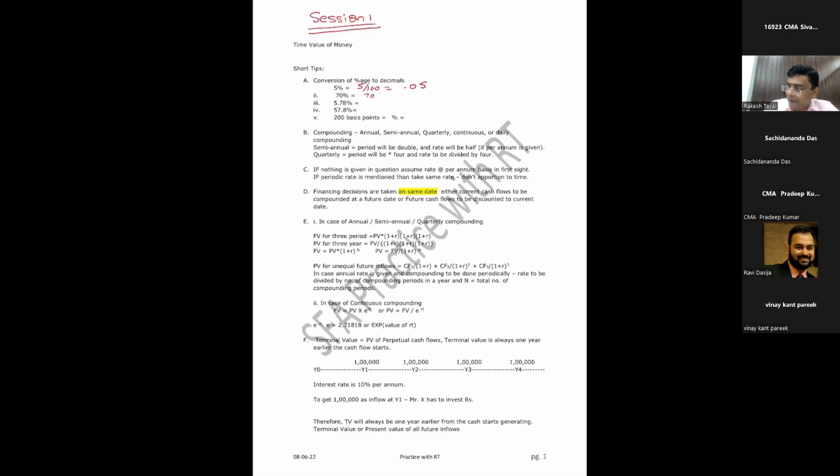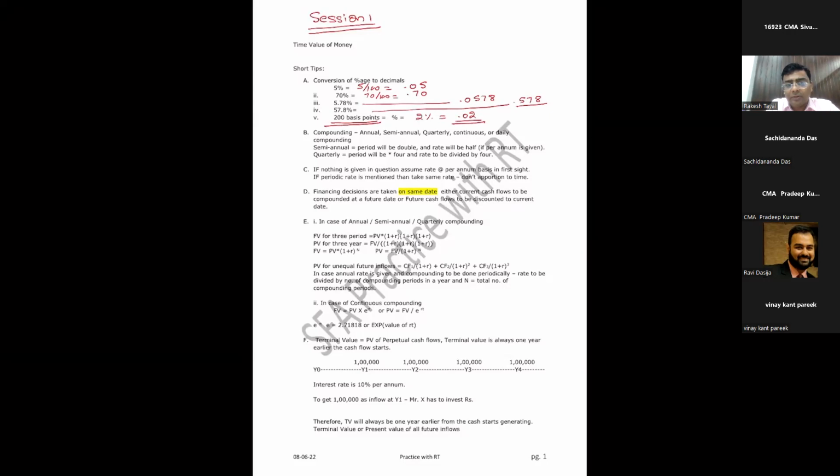Second is 70 by 100, it is 0.70. This is 0.0578. This is 0.578. 200 basis points. Sometimes in the exam, they have given the basis points. 200 basis points means 2%, and it is 0.02.